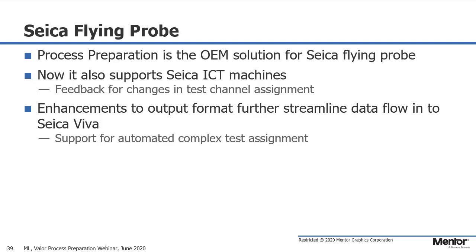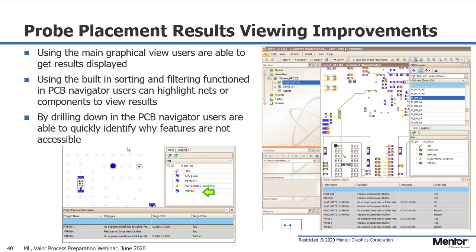In conjunction with Seica, Process Prep further improved the data being delivered to Viva that reduces the time in assigning complex tests. New in 12.9 is a capability to graphically review the test probe placement results by use of the PCB Navigator. A new window can be viewed that lists the active net results that links to the graphical view and PCB navigation. The net results can be narrowed down through existing component, pin, and via navigation.